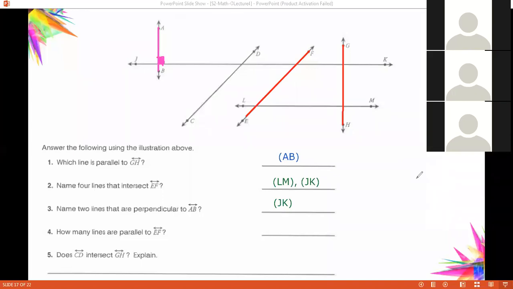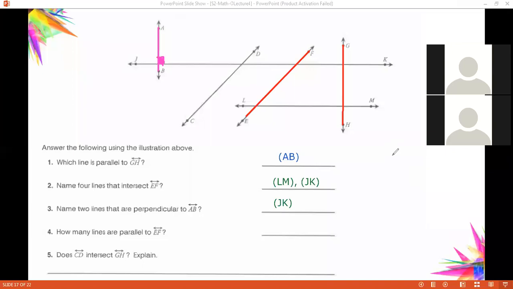Karim Kirdi, can you tell me what's this line which is perpendicular to AB? Suggestions. Yalla Karim, who is the other line that is perpendicular with AB?